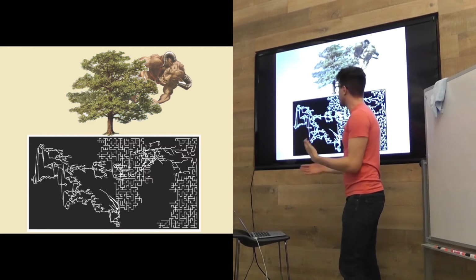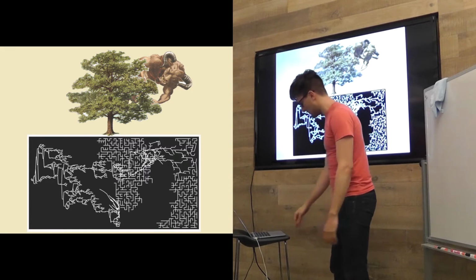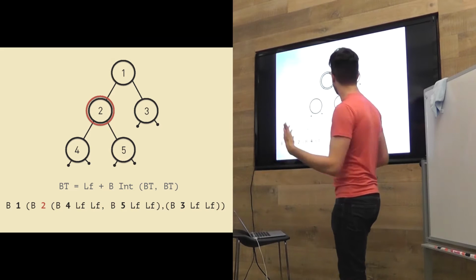So you can use zippers to represent your position in a maze. Say you were making something like Doom. Okay, cool. Zippers are great. Okay, how to make them?